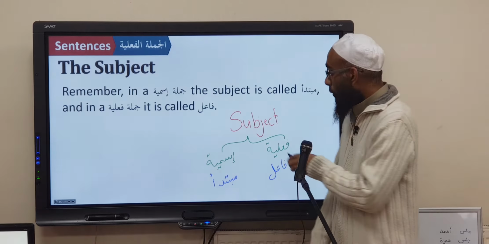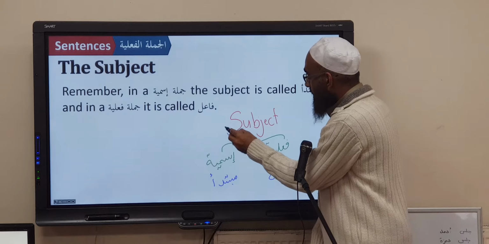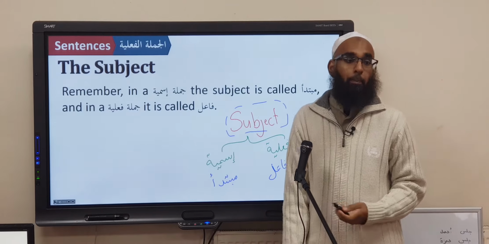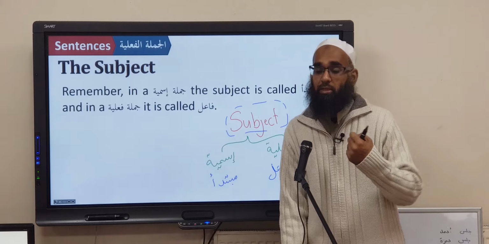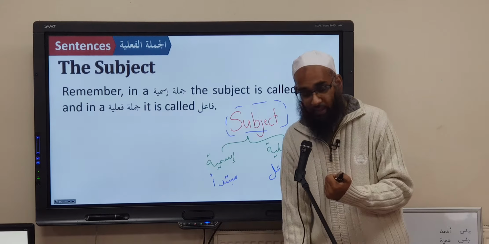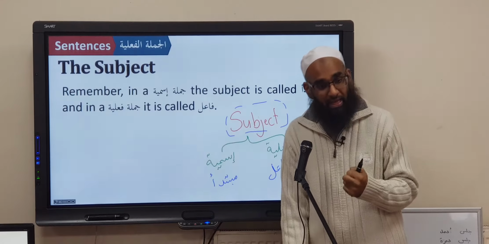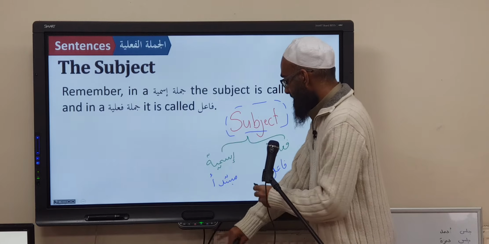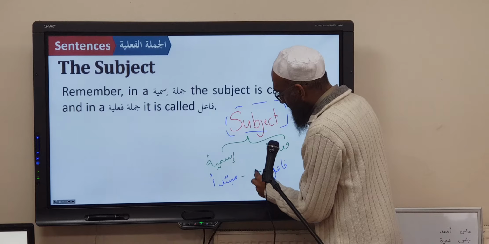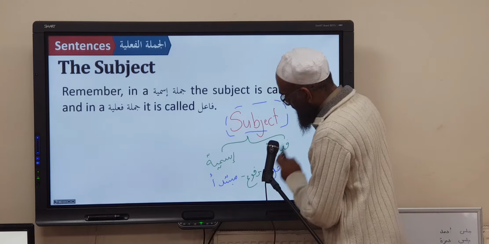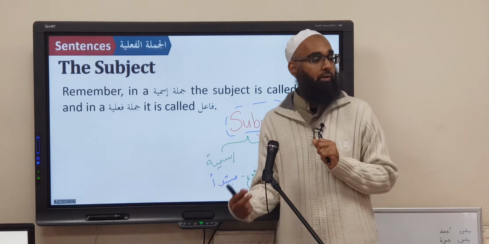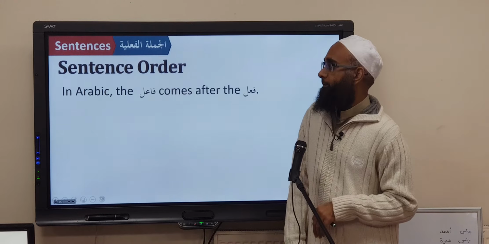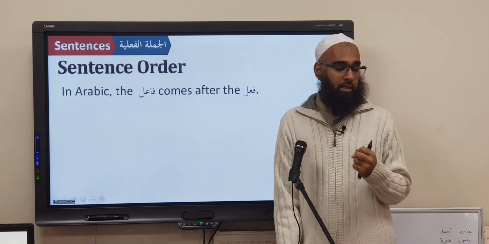So in English, it's one term, one word. What's this one word called? Subject. But in Jumlatun Ismiya in Arabic, this subject is called the Mubtada. And in Jumlatun Fi'liyyah, this subject is called the Fa'il. What's the i'rab of both of them? Marfu. That's the easy part. They're both the same i'rab. They're both marfu. Are you following me? Okay. So far so good?